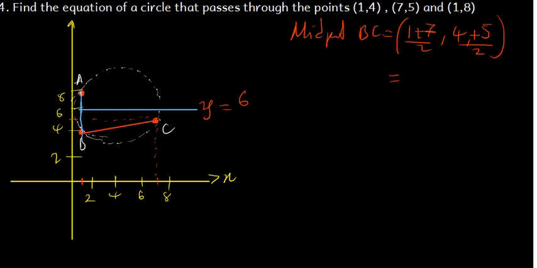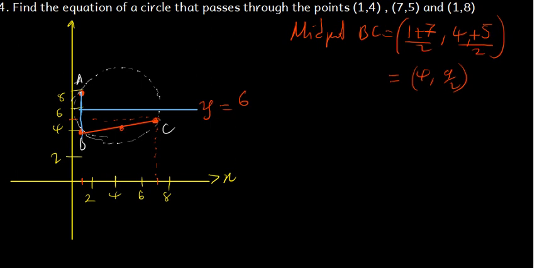So this is going to give us 1 plus 7 is 8. 8 over 2 is 4. Then 4 plus 5 is a 9. 9 over 2. You can just write it as 9 over 2 instead of decimals. So this is the midpoint. So the midpoint of this line is somewhere here.